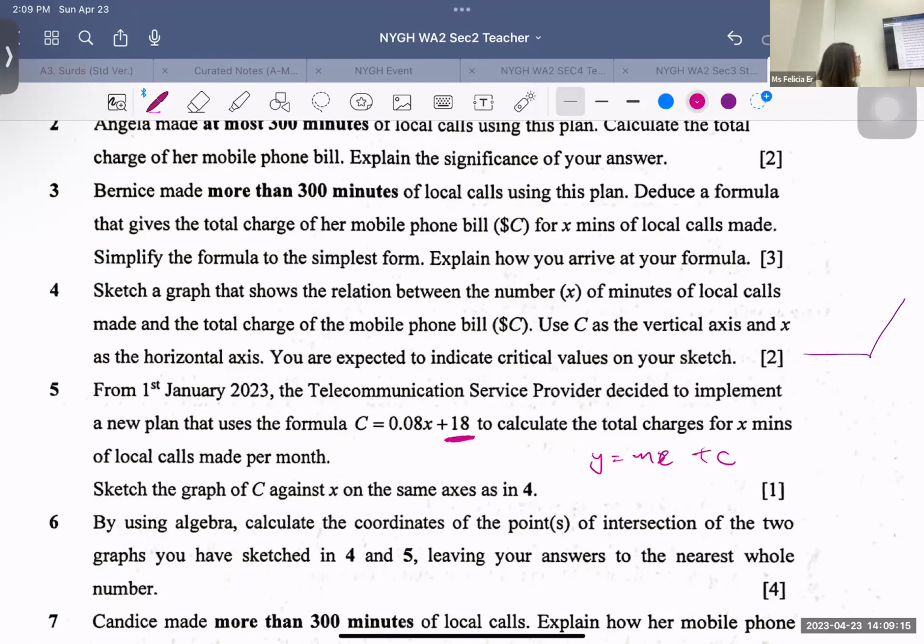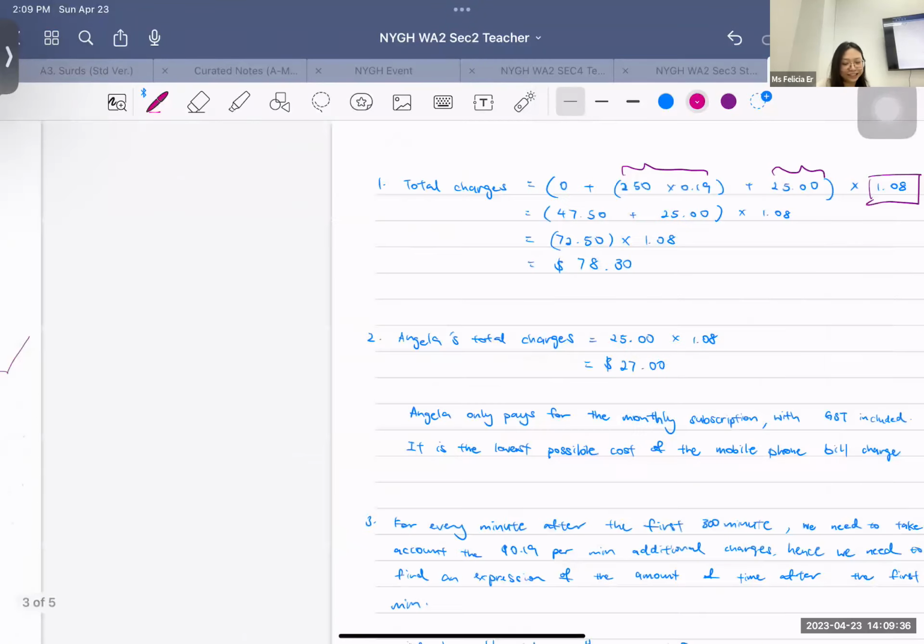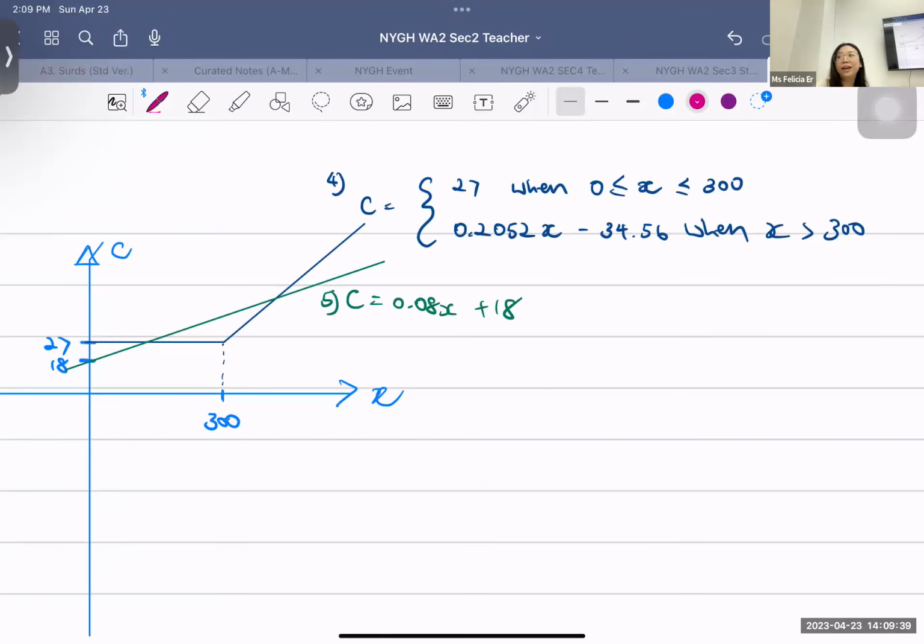M represents the gradient. Do you think this graph is steeper or less steep than our part 4 graph? Steeper? Does everyone agree? Okay, actually it's less steep, because 0.08 is less positive than 0.252. This idea of steepness is very important. Why is it very important?